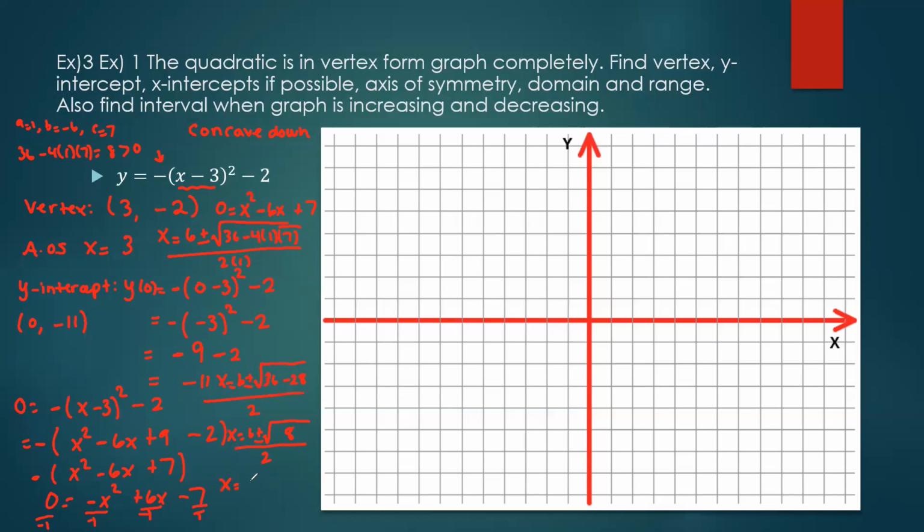So I actually need a number. One of my x-intercepts is 6 plus radical 8 all over 2, which is 4.4. And then my other one is 6 minus radical 8 all over 2. That is 1.6. Okay, so those are my two x-intercepts. We can start graphing.